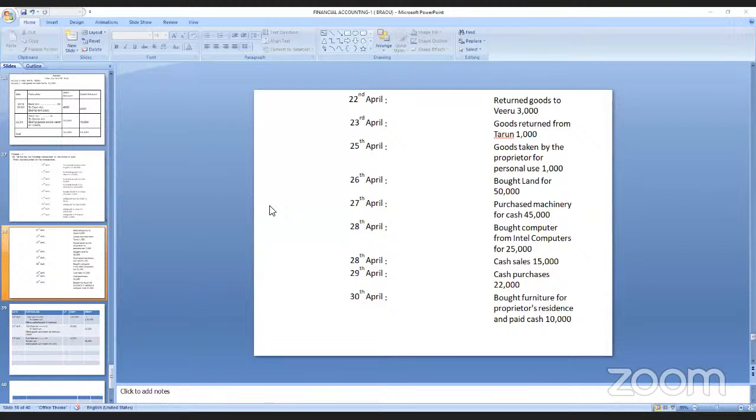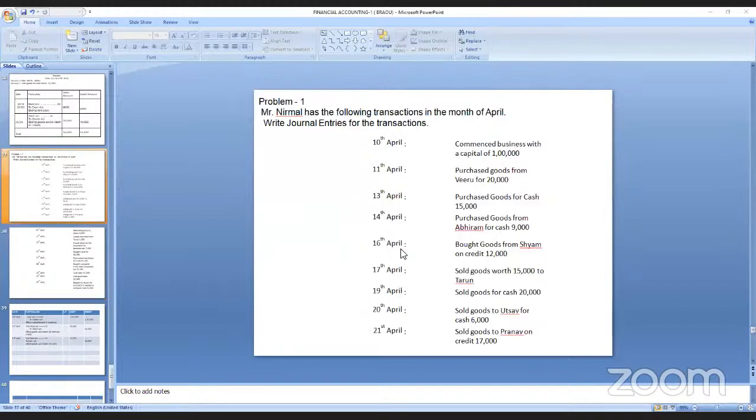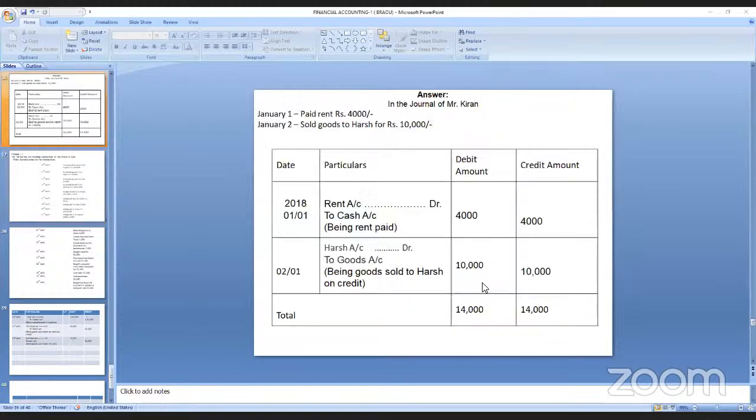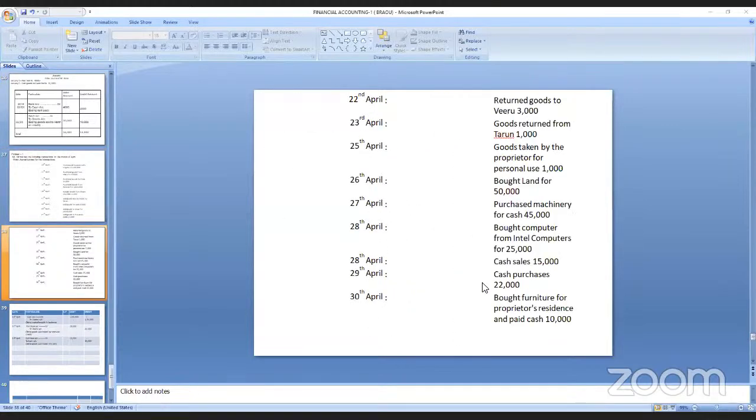So here, goods returned from Tarun, means Tarun bought the goods and returned them. See here, where is Tarun? Sold goods worth to Tarun. So here, Tarun has returned. So what will you write? When he bought the goods, what were you writing? Cash account debit to sales account. Is it right? Sales return account debit to Tarun account. Yes, Santoshi. Sales return account debit to Tarun account.